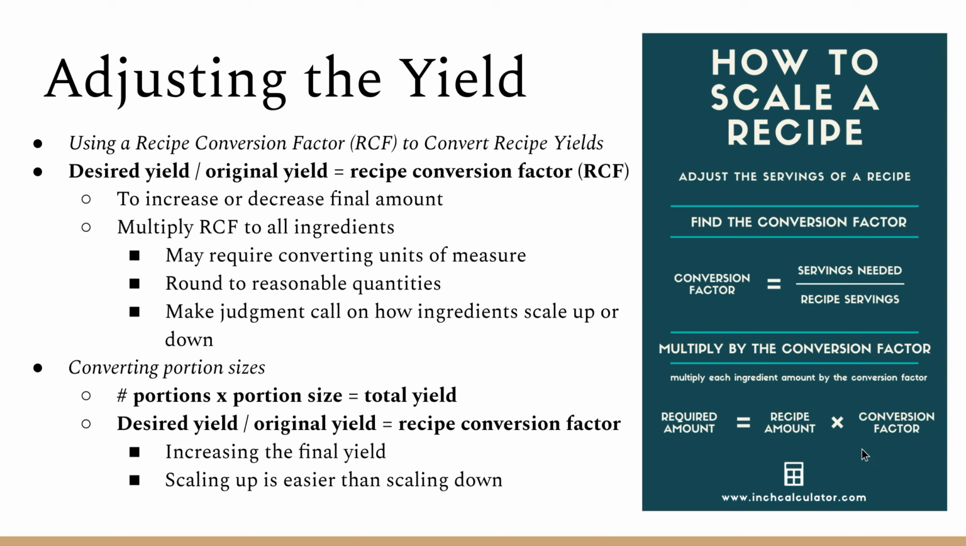This is just another visual on everything that I have written there. So again, you need to find your conversion factor, which is just your new desired yield divided by the original yield. That gives you a single number, and you take that number and you times it by all the ingredients in the recipe. And that is how you scale a recipe.